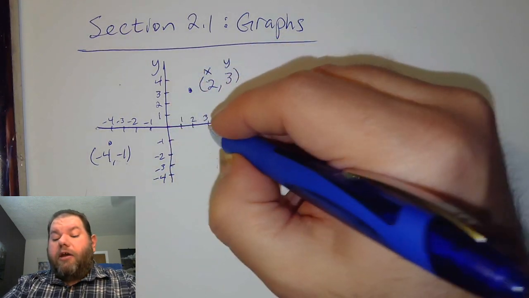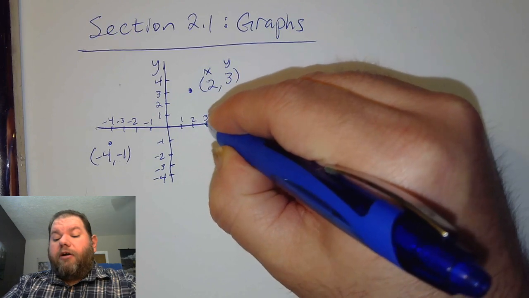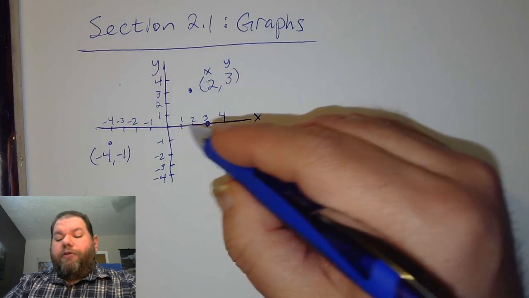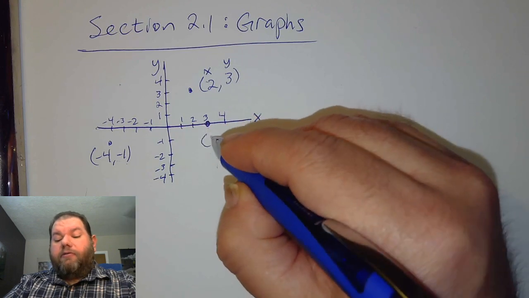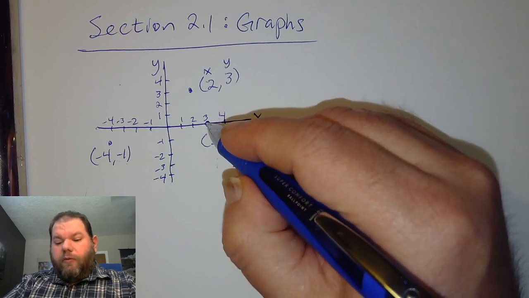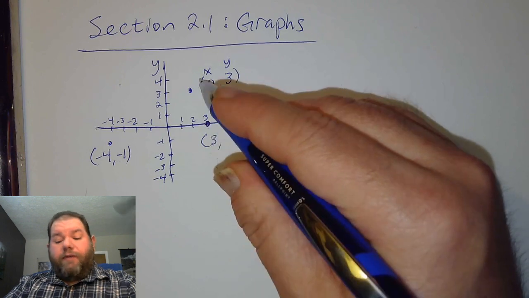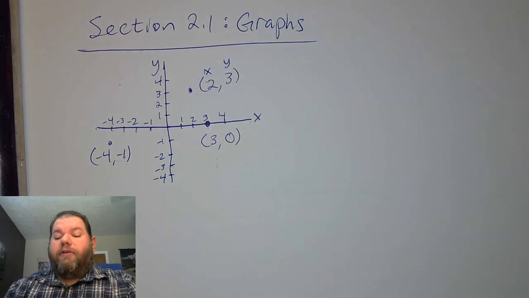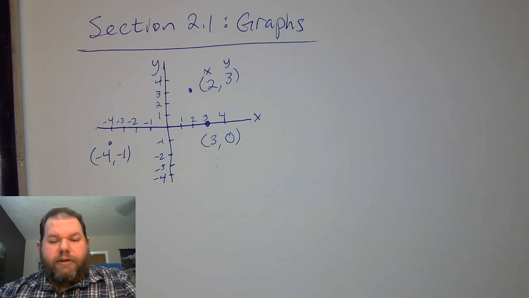Finally, if we do have a point that is right on either the x or the y axis, we move 3 points to the right. But since we're on the axis, we don't move up or down at all, so vertically we move by 0 units. So we'll say the coordinate there is (3, 0).